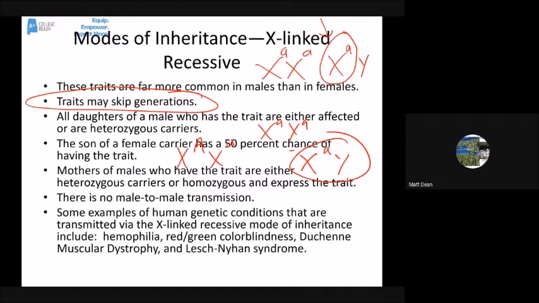As with X-linked dominant traits, there's no male-to-male transmission. Males can't pass these traits on to their sons, except for the rare exceptions to the rules.